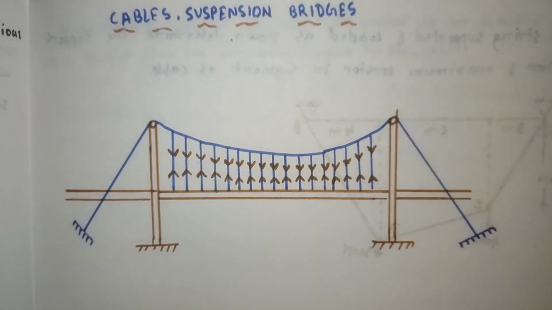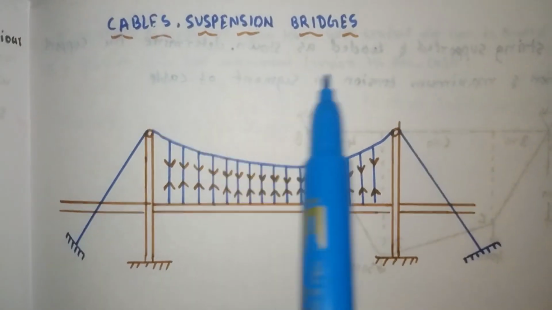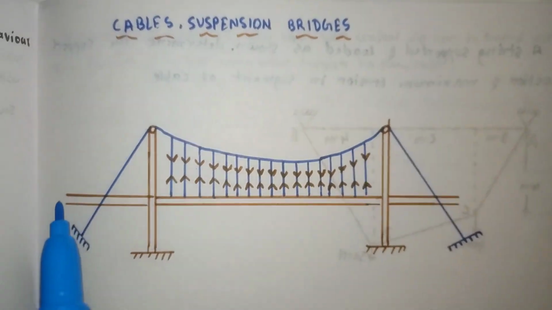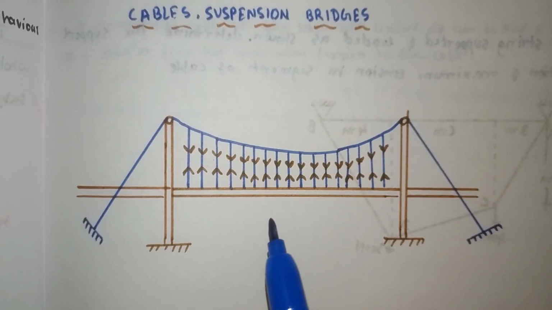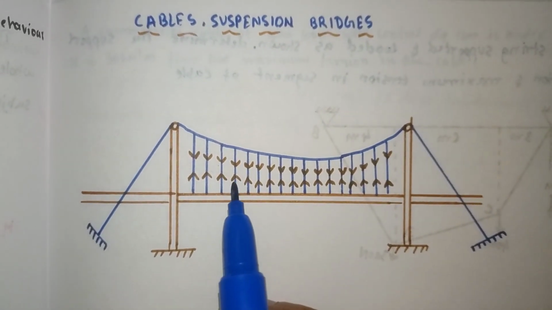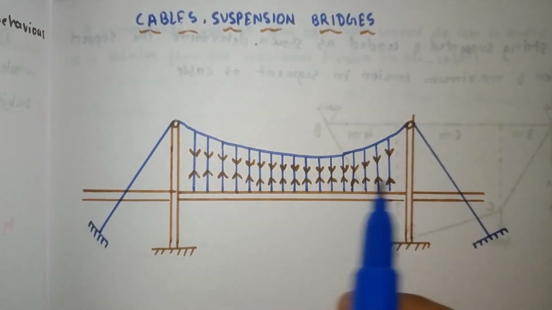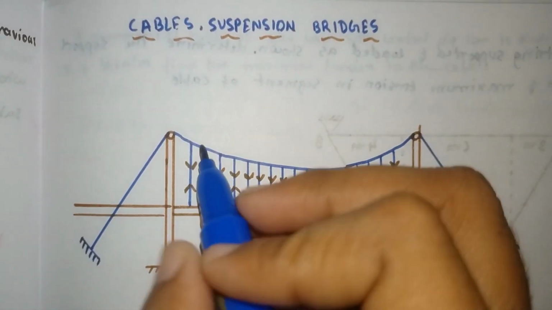So in this video we'll start the new chapter. Its name is Cable Suspension Bridges. First of all, we'll see each and every component of this. So this is the cable diagram. Here, between these two towers, it's called the suspension cable.